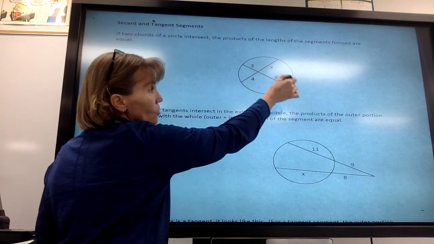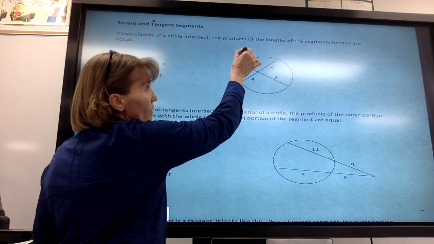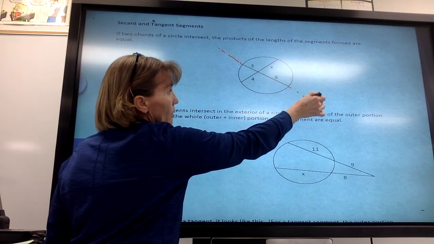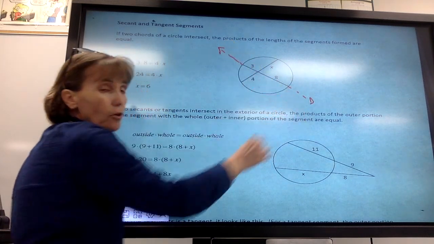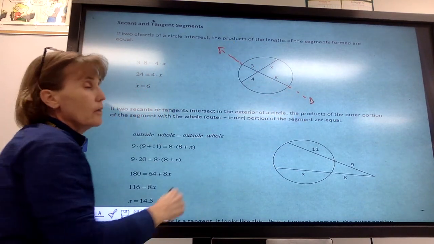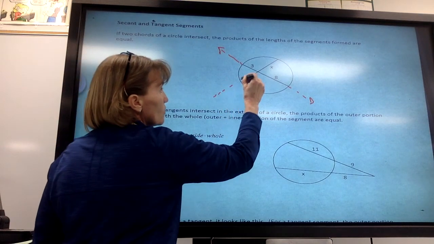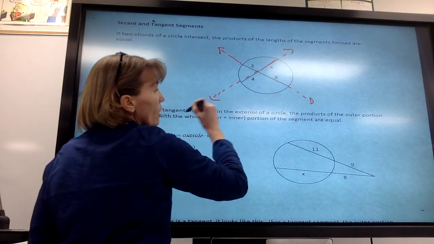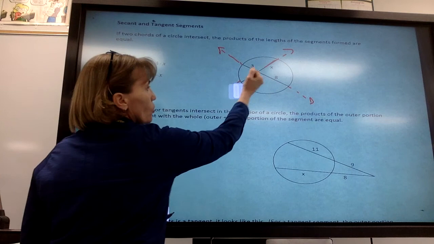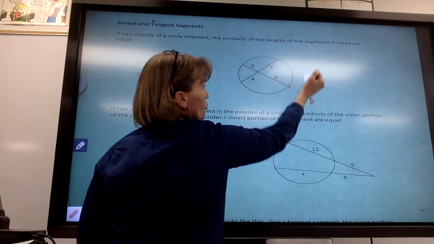If I continued these chords through the circle, out here, they would be secants because they would go through the circle and hit that circle twice. So these would be secant segments that we're talking about. But we're just zeroing in on the part that's inside the circle.